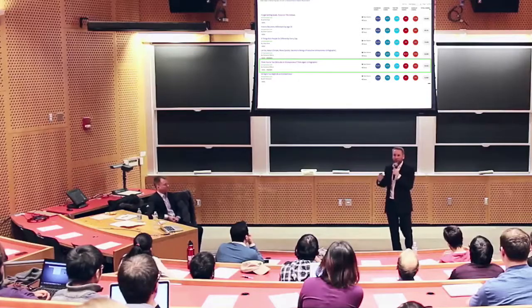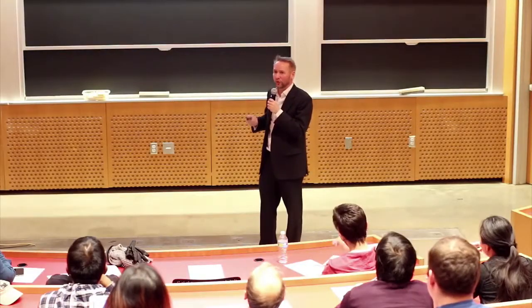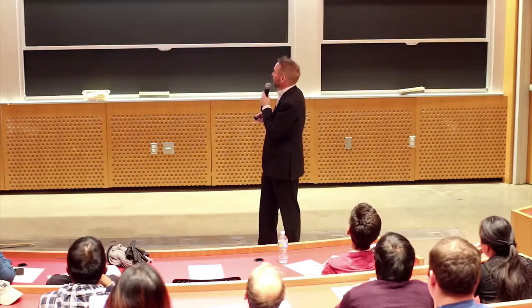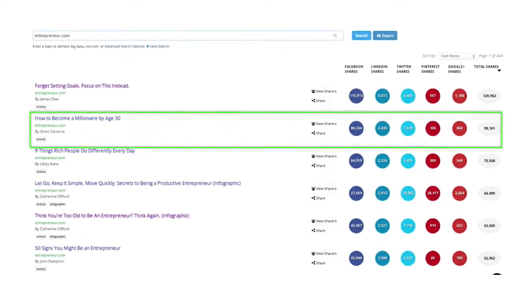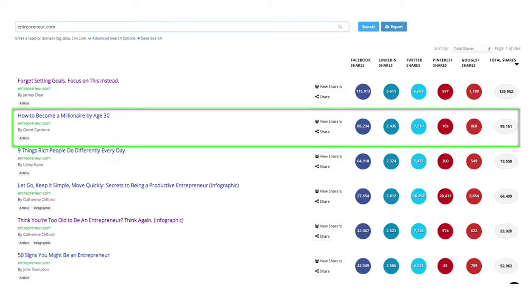So there's a hook straight away. Productivity. This audience want to be productive. So we go to this one here, how to become a millionaire by age 30.